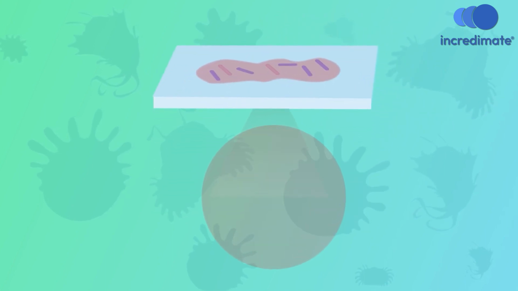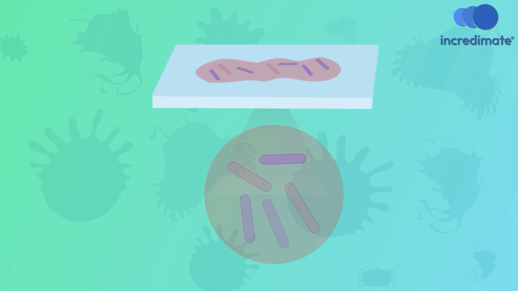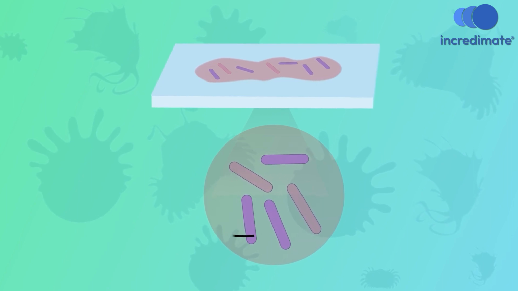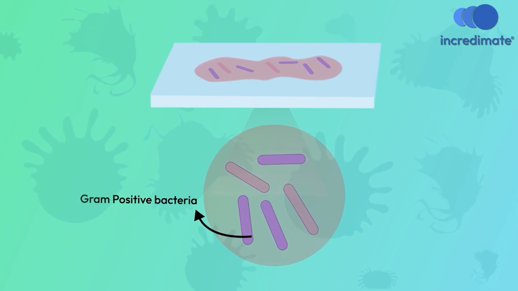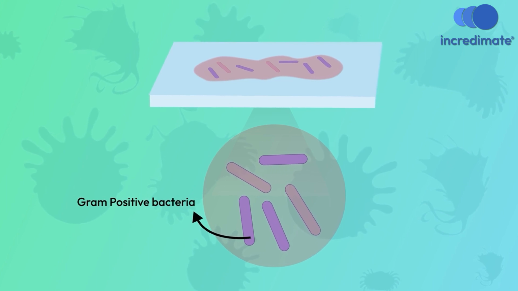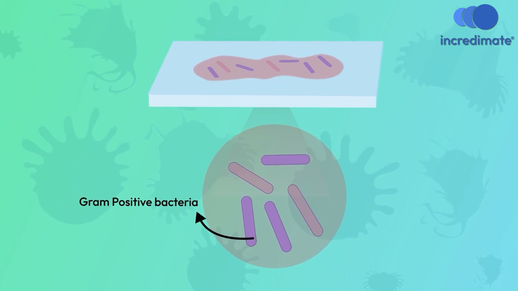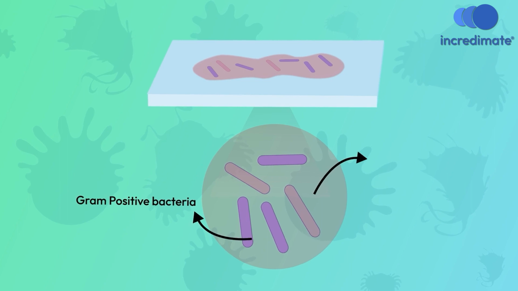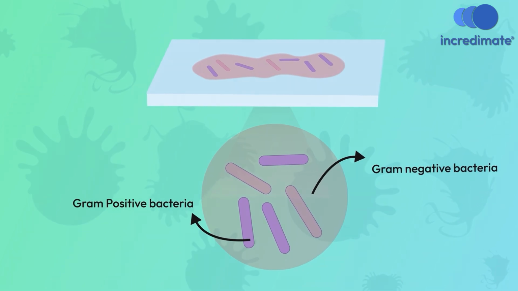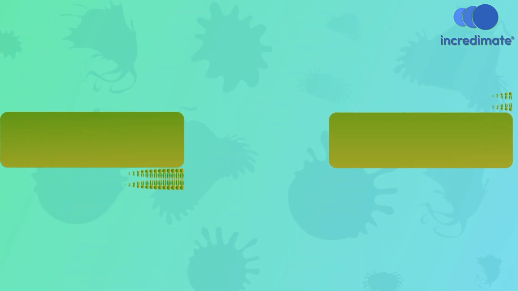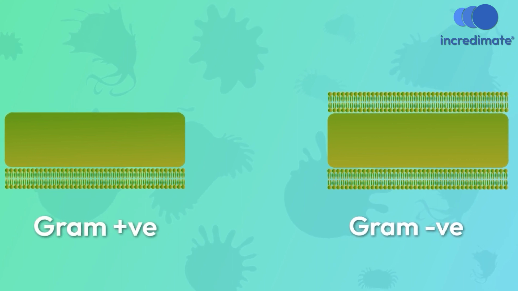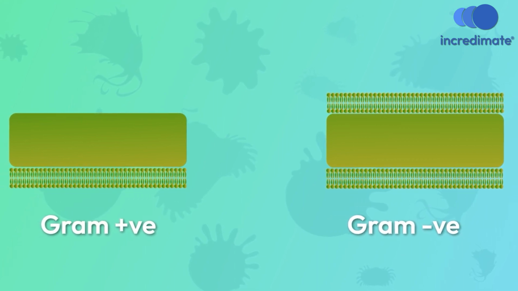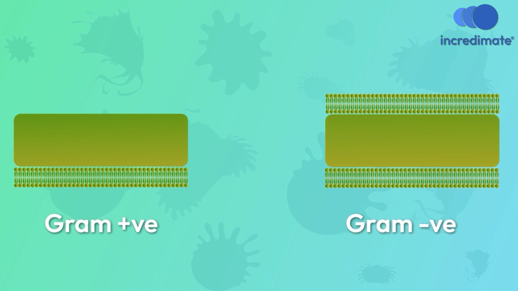Now you could end up with two results. The cells which retain the crystal violet appear violet, called gram-positive bacteria, and the cells which lose crystal violet are counterstained by the safranin, and hence these cells appear pink in color, called gram-negative bacteria. Do you know why this happens? Because gram-negative and gram-positive differ in their peptidoglycan composition.